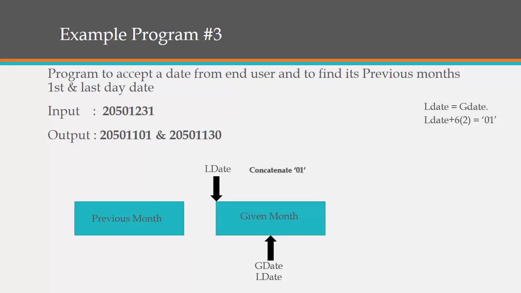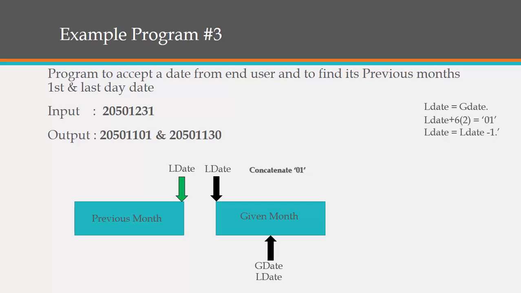This is where the pointer would point after the execution of this second line. Once that is done, we'll be subtracting 1 day from that L date. So once we execute the third line, that is L date minus 1, it will automatically point to the previous month's last day. So we got one of the dates among the outputs, that's the last day date of the previous month. Now the question remains how we will obtain the first day date of the previous month.